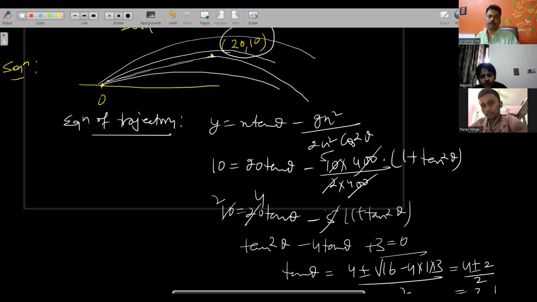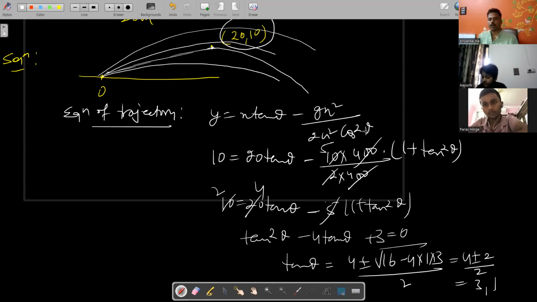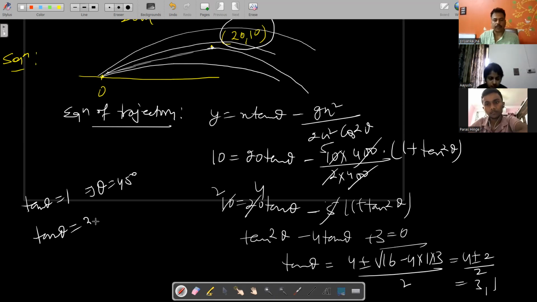So, how did we get the second step? Which second step? 1 plus tan square theta. So 1 upon cos square theta is sec square theta, na? And for sec square theta, you can apply the identity sec square theta minus tan square theta equal to 1. And if tan theta is 1, then theta is 45 degrees, and if tan theta is 3, then theta is tan inverse 3. So at this angle, if you throw the ball, it will hit the target.